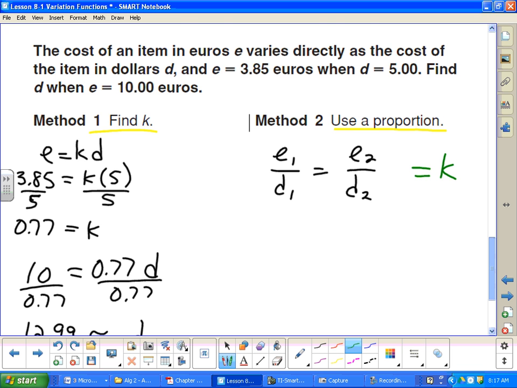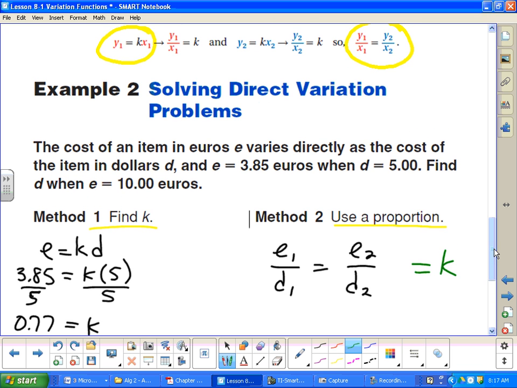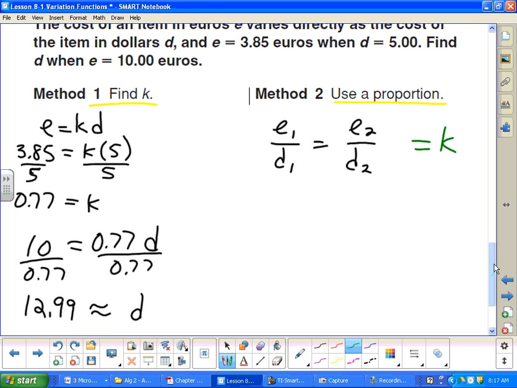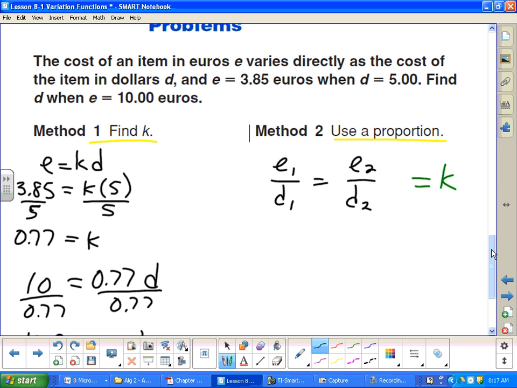All right. Since y equals kx, that means k equals y over x. So if I do e sub 1 over d sub 1 or e sub 2 over d sub 2, it doesn't matter. They both are equal to k. Now this turns into a little bit easier problem because all I need to do is plug in what I know. When I have 3.85 euros, it costs $5. If I have 10 euros, how much does it cost?